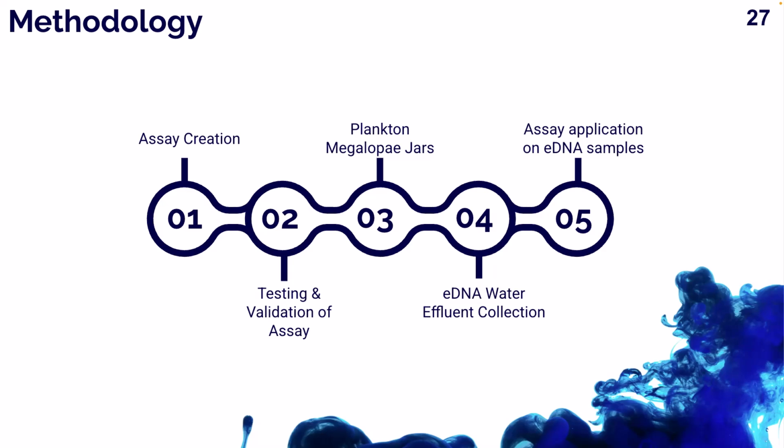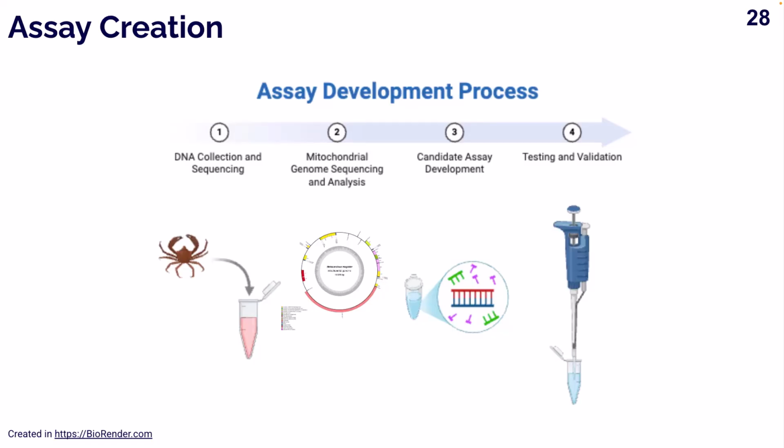Starting off with the assay creation, a bit of a high-level overview of it. So the assay creation started off with DNA sequences of our Dungeness crab and some closely related cancrids, along with a few outgroup cancrids because they also co-occur. And we generated mitochondrial genome sequences and annotated them. We then used UniqueSeq to develop our candidate assays. And then where I mainly worked on was the testing and validation of that assay.